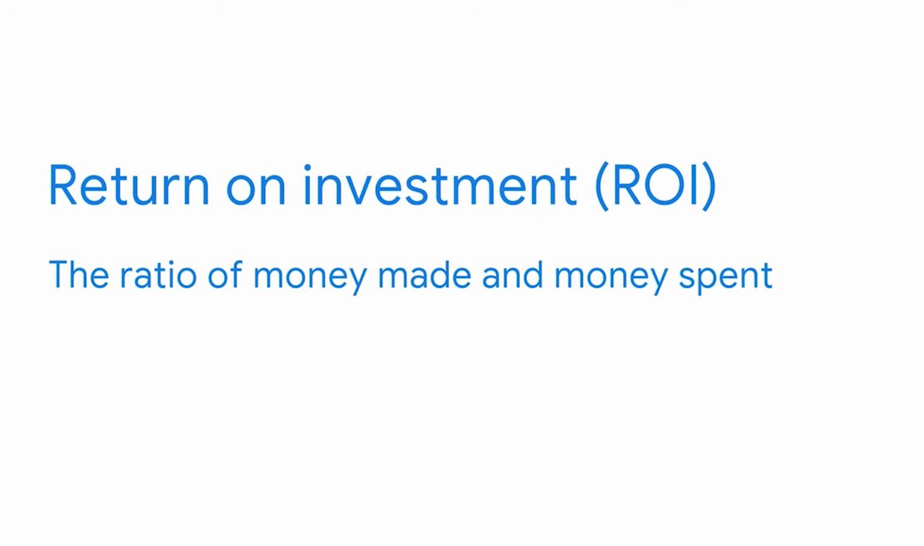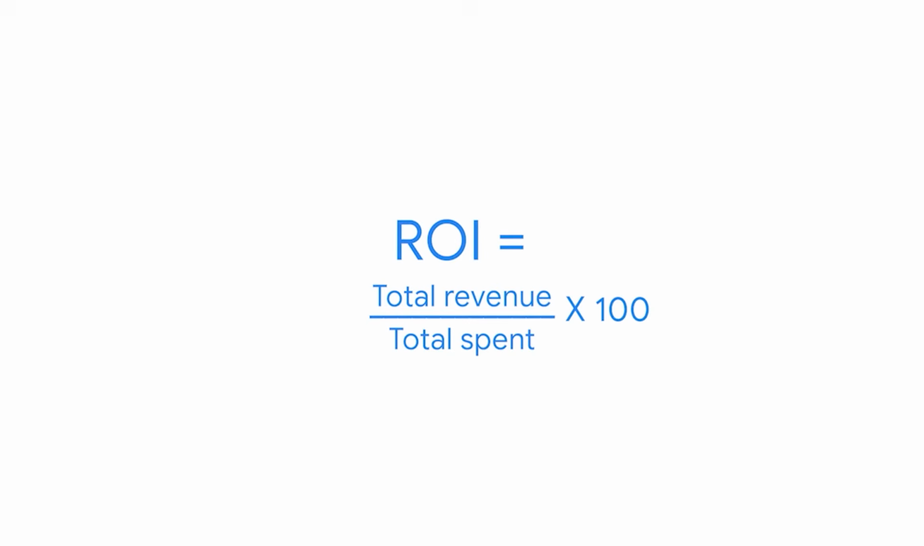Let's start with ROI. Recall that ROI is the ratio of money made and money spent. You can calculate this number by dividing the total revenue by the total amount of money spent and multiplying by 100. So, let's say your house cleaning company made $800 from your first email campaign, and you figure you spent about $200 on it. Your ROI will be 400%.